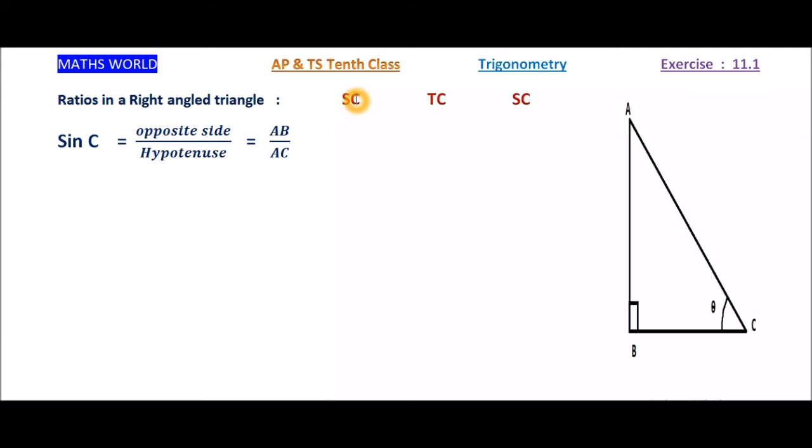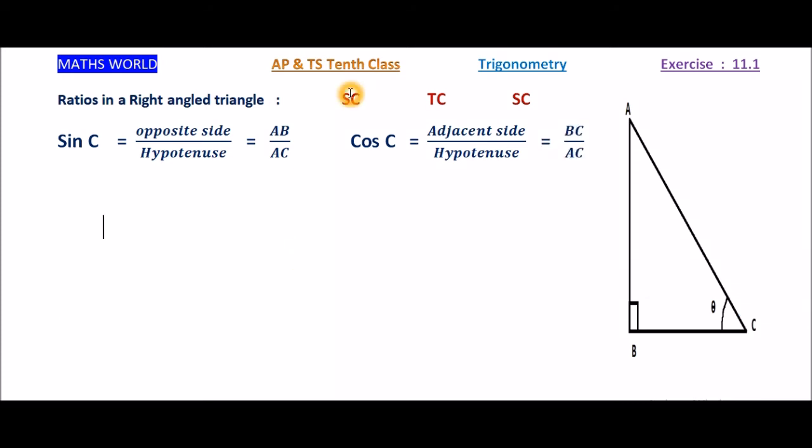Then cos C. What is cos C? Cos C is equal to adjacent side divided by hypotenuse. What is the adjacent side? BC, divided by AC.